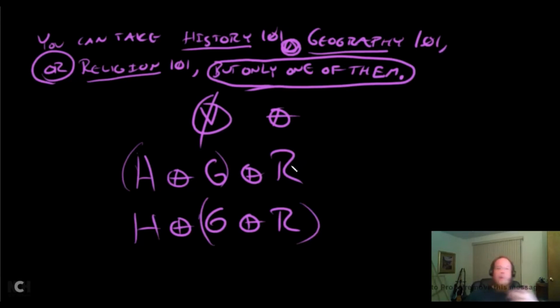There could be reasons for that. Maybe they all meet at the same time during the semester. Maybe you can only have one of these in the requirements for your classes. In any case, that's how this would be represented.